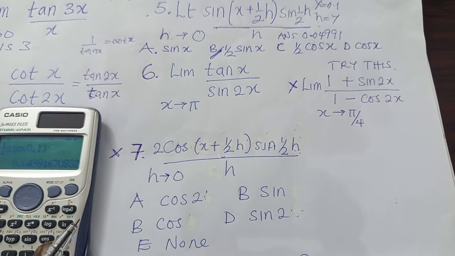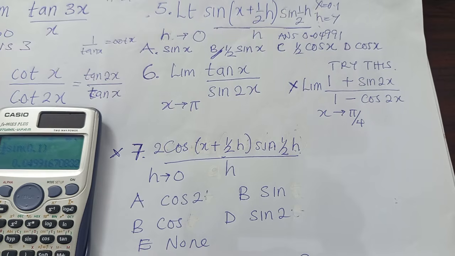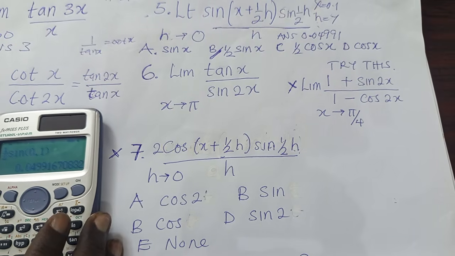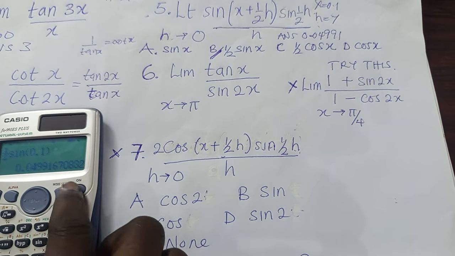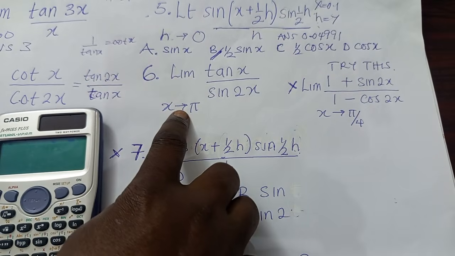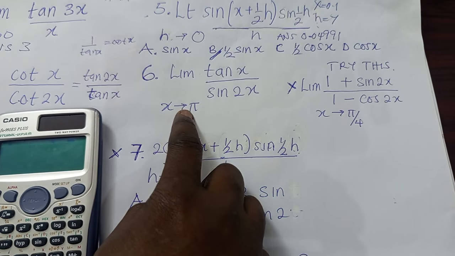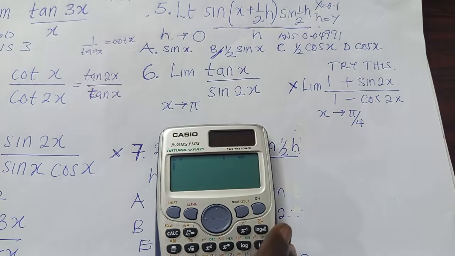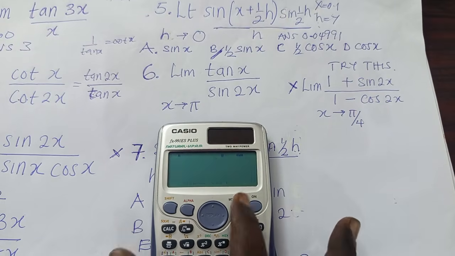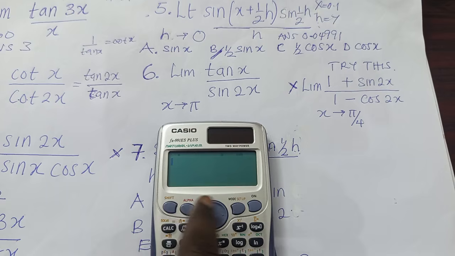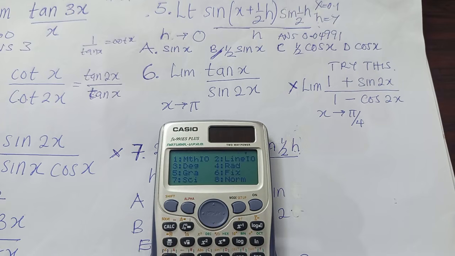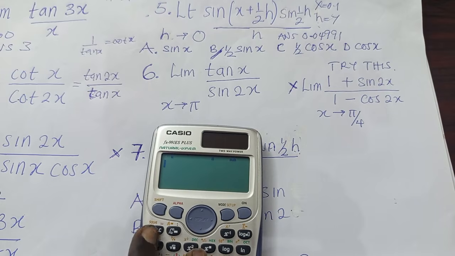Now let's do number 6, because number 5 and number 7 look alike. In number 6, x tends to pi, so I will advise you to set your calculator in degree. Shift mode, then press number 3. You have taken it to degree. Ensure you do that.